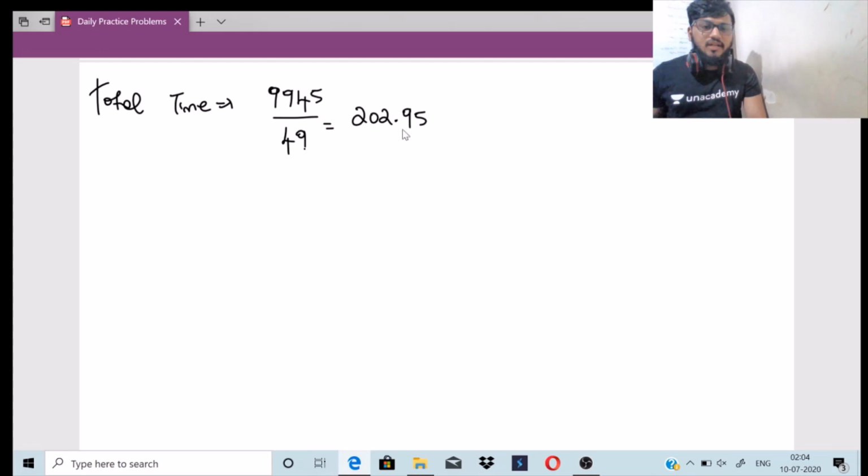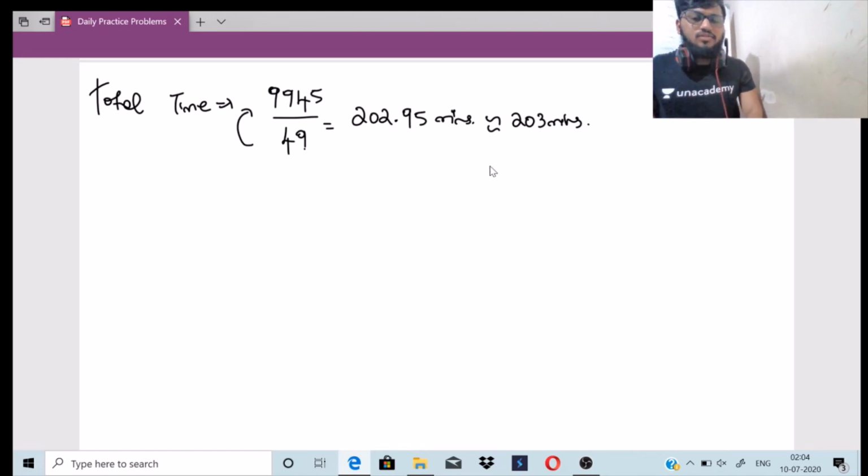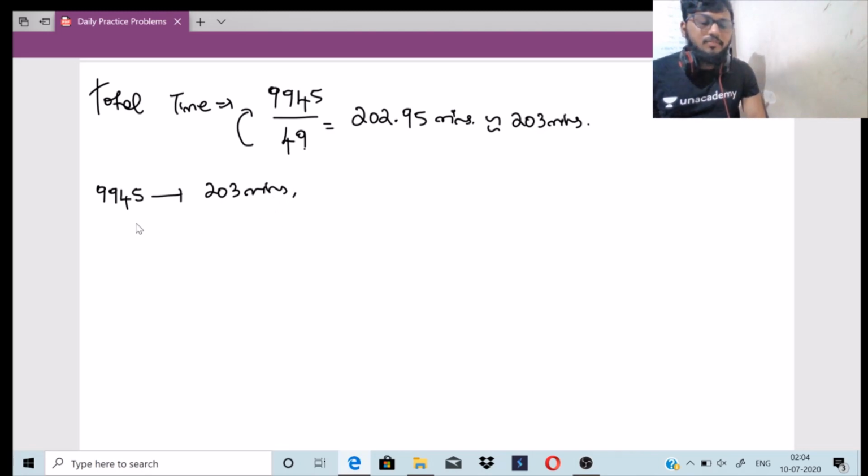This is per minute, so the unit in the denominator goes to the numerator and we get minutes. So let us approximate this as 203 minutes. You can take 202.95 or 203, the decimal difference is not going to affect your answer, right? So for filling up 9945 liters of water, this is taking 203 minutes.